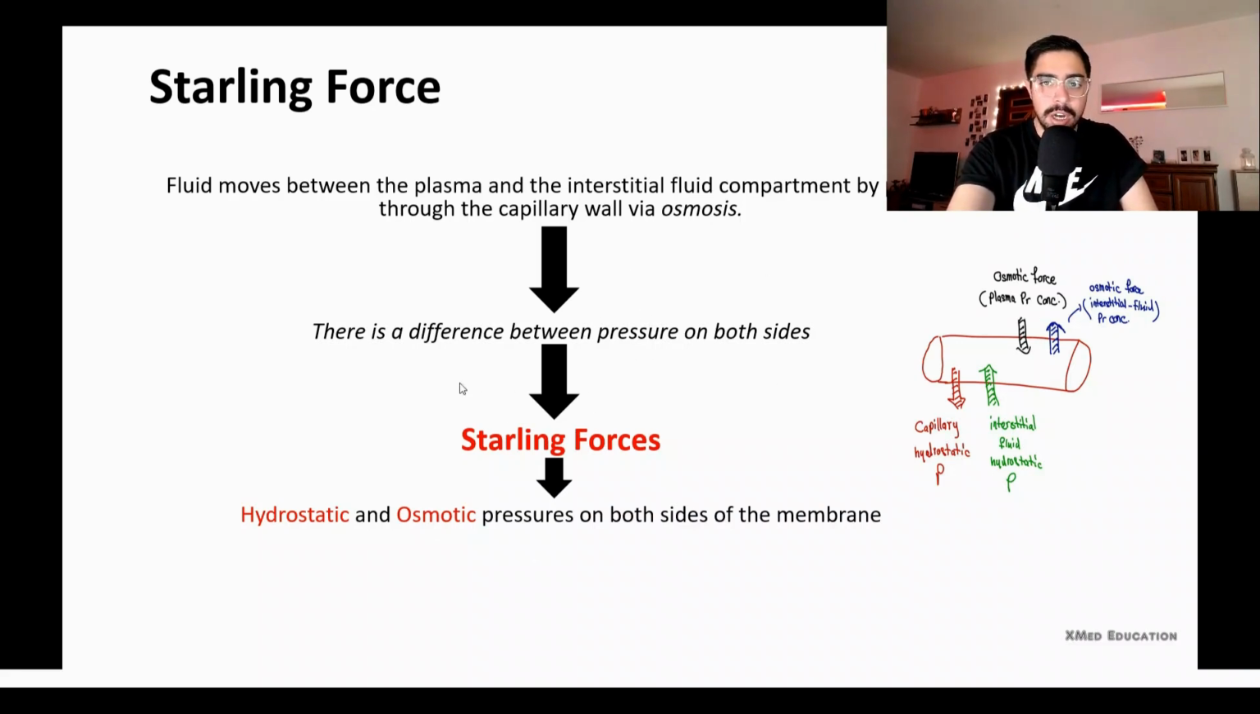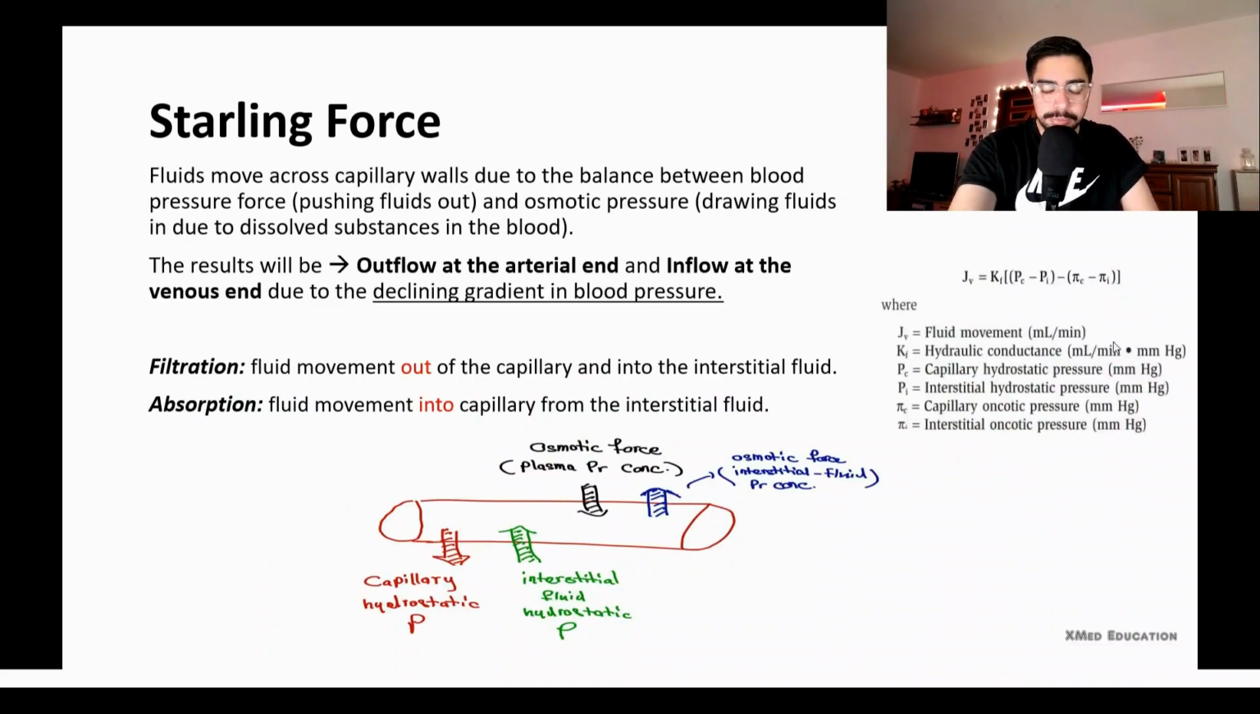So what is the Starling force? A Starling force is the hydrostatic pressure and osmotic pressure. We're going to talk about each one of them in detail. Look at this equation here. J is the fluid movement, what we're going to talk about, and K is the conduction velocity. This K will be constant, so we don't need to worry about it. But the hydrostatic pressure of the capillary and hydrostatic pressure of the interstitium, and oncotic pressure of the capillary and oncotic pressure of the interstitium, the difference between them makes this fluid movement positive or negative. We're going to talk about this.